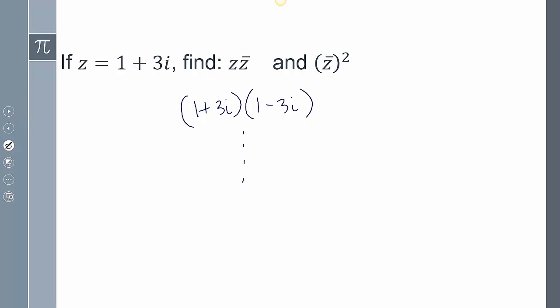And this one says z bar squared. Well, this is saying to take the conjugate of z, squared. Well, the conjugate of z is 1 minus 3i. Square that, and I know you guys know how to multiply that all through. So this is z times z bar, and this is z bar squared.